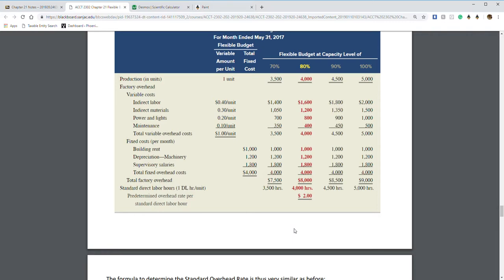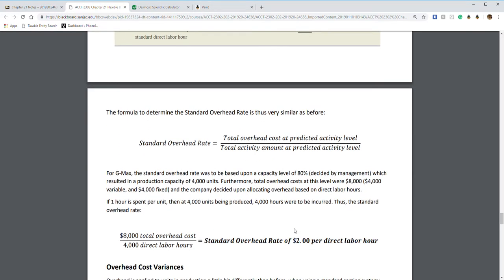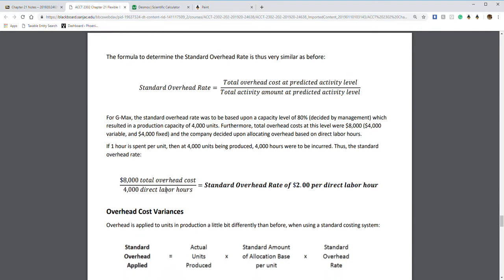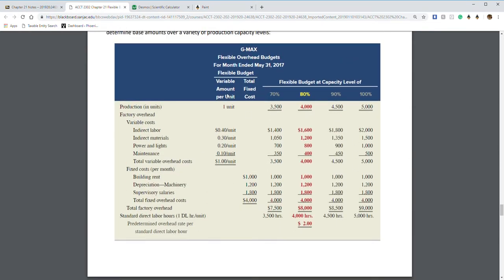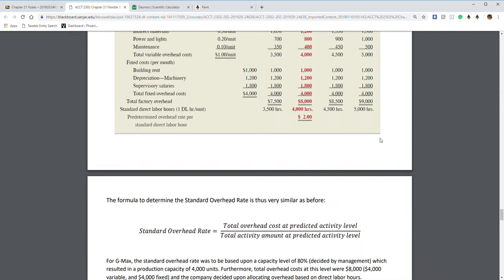However you want to go with that, the formula in itself is just like our previous one: total overhead cost at predicted activity level divided by total activity amount. So 8,000 divided by 4,000 is $2. Not too much different right there. Now, we would have to compute this in the real world, and that may take a little bit.